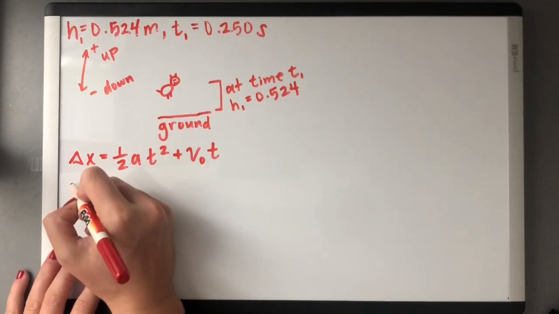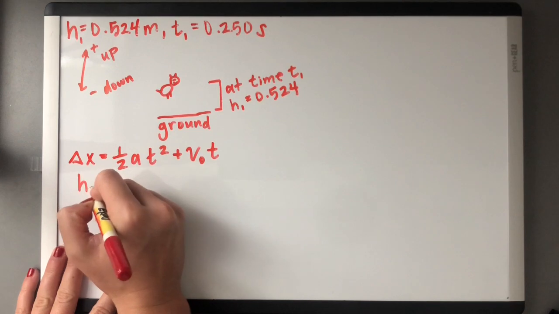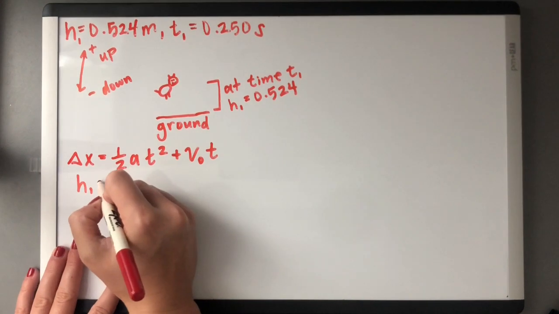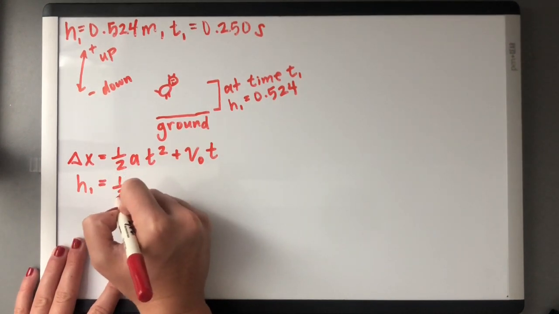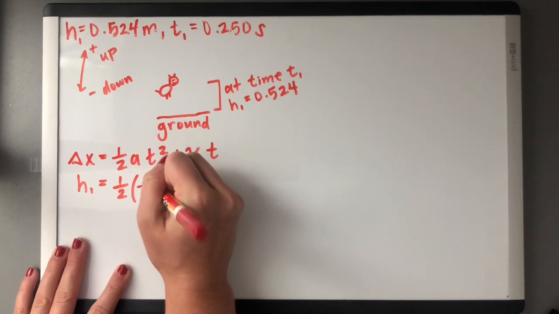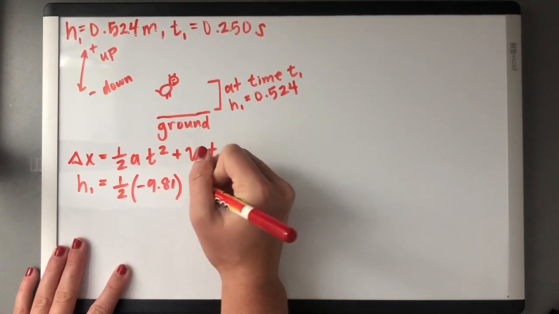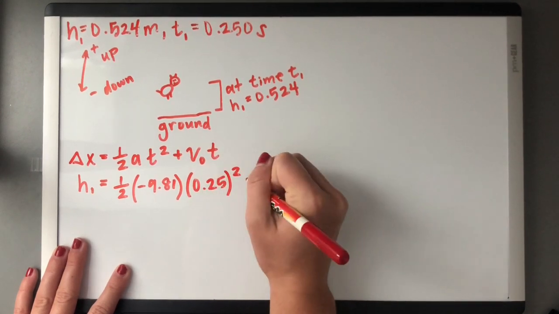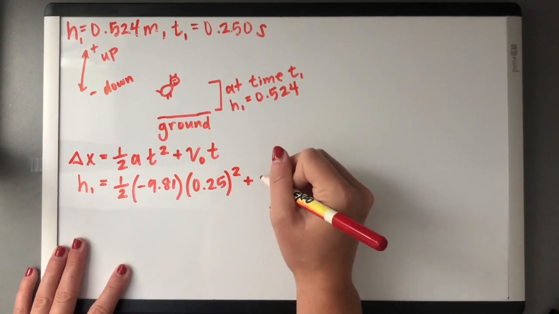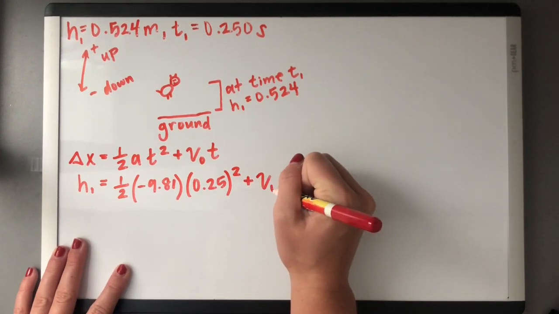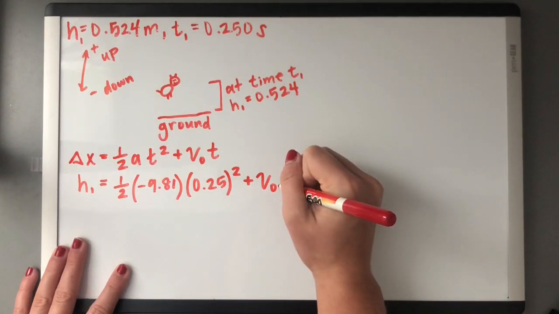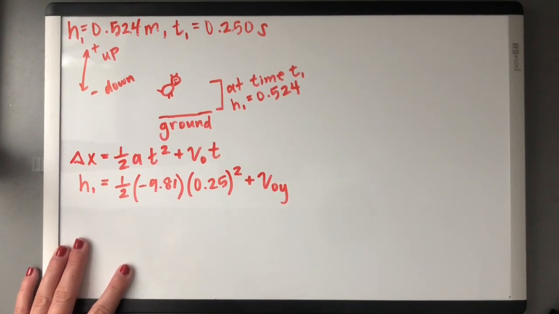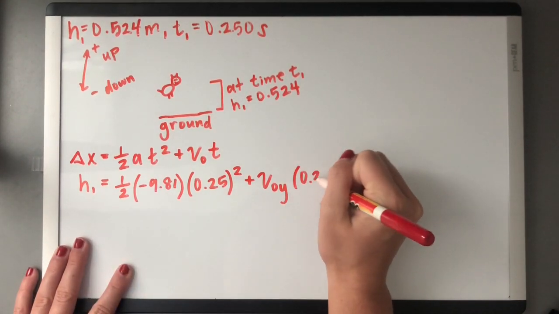First of all, we're not moving in the x direction, we're moving in the y direction, up and down. So I'm going to change this to h1, the height that the armadillo is at time 1. And I'm going to keep 1/2. I know that the acceleration is negative 9.81 because it's the acceleration due to gravity. And we know that at this point in time, it's 0.25 seconds from when he left the ground, so 0.25 squared. And we know that his initial velocity leaving the ground is what we're solving for, so we leave that variable. But I'm going to call it initial velocity in the y direction just to make sure that I know that this is not traveling side to side, it's up and down. And again, the time is 0.25.